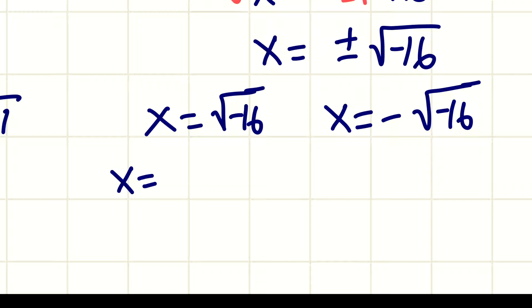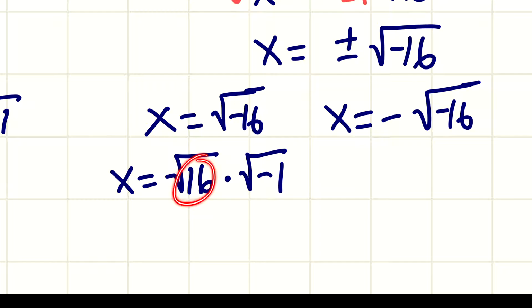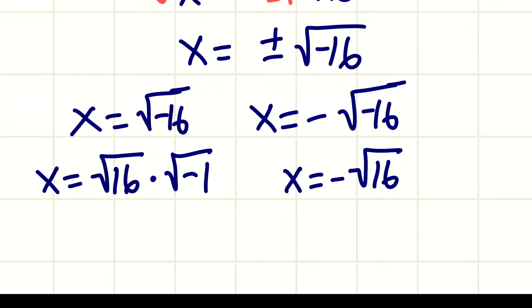This square root of negative 16 is really the same thing as the square root of 16 times the square root of negative 1, right? 16 times negative 1 gives you negative 16. All I did was factor out the negative 1. You'll notice I still have the square root on both of these. And I'm going to do the same thing on the other one: x equals negative the square root of 16 times the square root of negative 1.